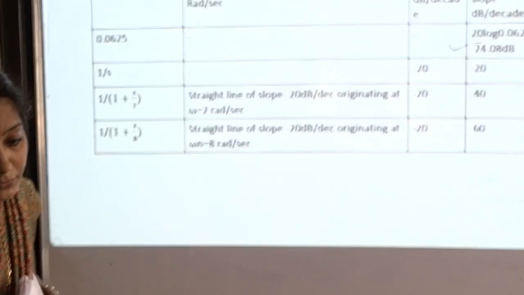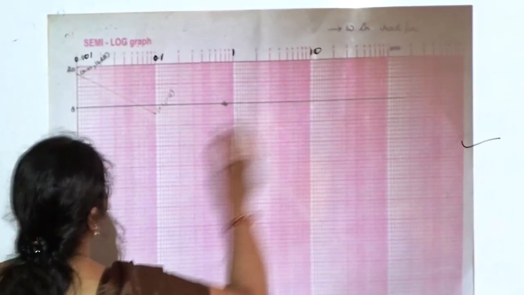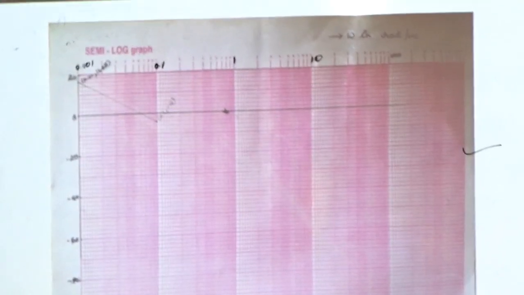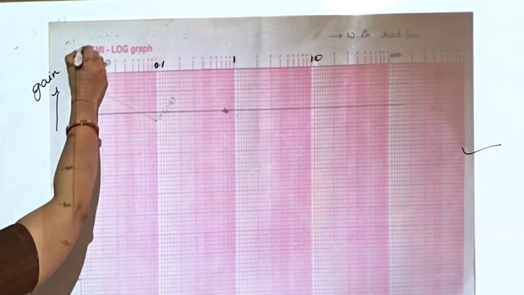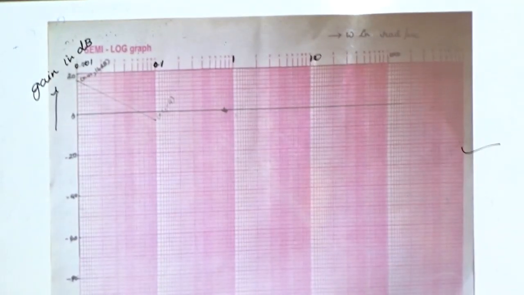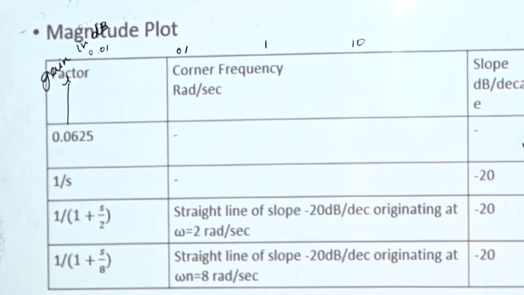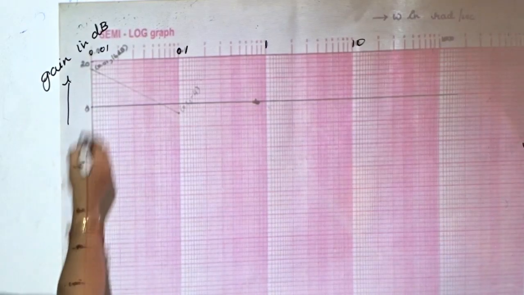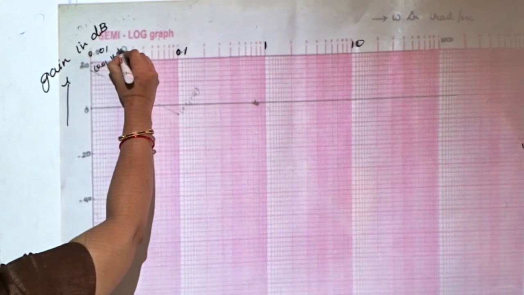Now we can start from 0.1 or 0.01, but in this case I have started from 0.01. This is 0.1, 1, this is 10 and 100 like that. Here omega is in radians and the gain in dB. You have to write these in the graph. Now at 0.01, the value we calculated from this expression is 16 dB. So this is the point 0.01 comma 16 dB.